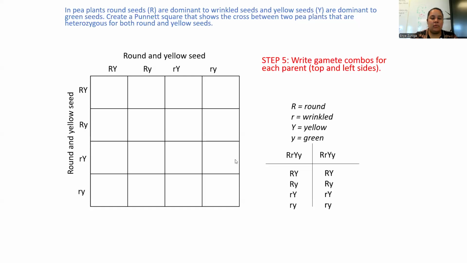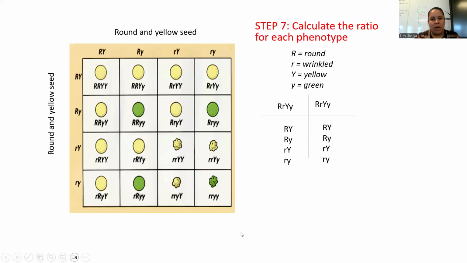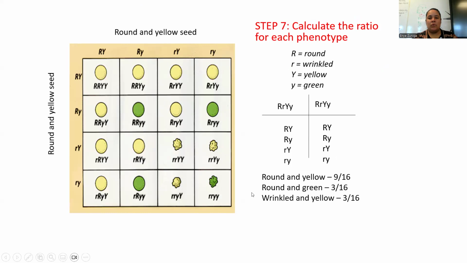So when you have all your phenotypes, you count them. So you count whatever you got more of. I have more round and yellow seeds. You count them, it's 9 out of 16. And then I have round and green. So it's 1, 2, 3 out of 16. And then I have yellow wrinkled seeds. So I count those 1, 2, 3 out of 16. And then I have one wrinkled green seed. That's 1 out of 16. So that's how you get your percentages.